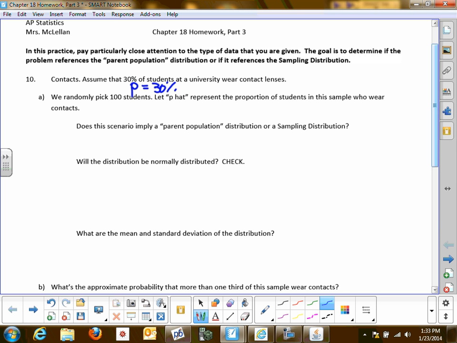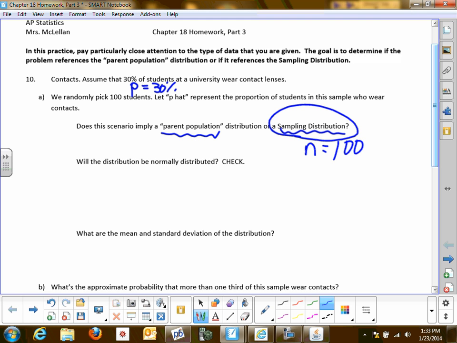A, we randomly pick 100 students. Let P hat represent the proportion of students in this sample who wear contacts. So, based on the wording of that sentence, does this scenario imply a parent population distribution or a sampling distribution? Sampling, with samples of size what? 100. Very good.